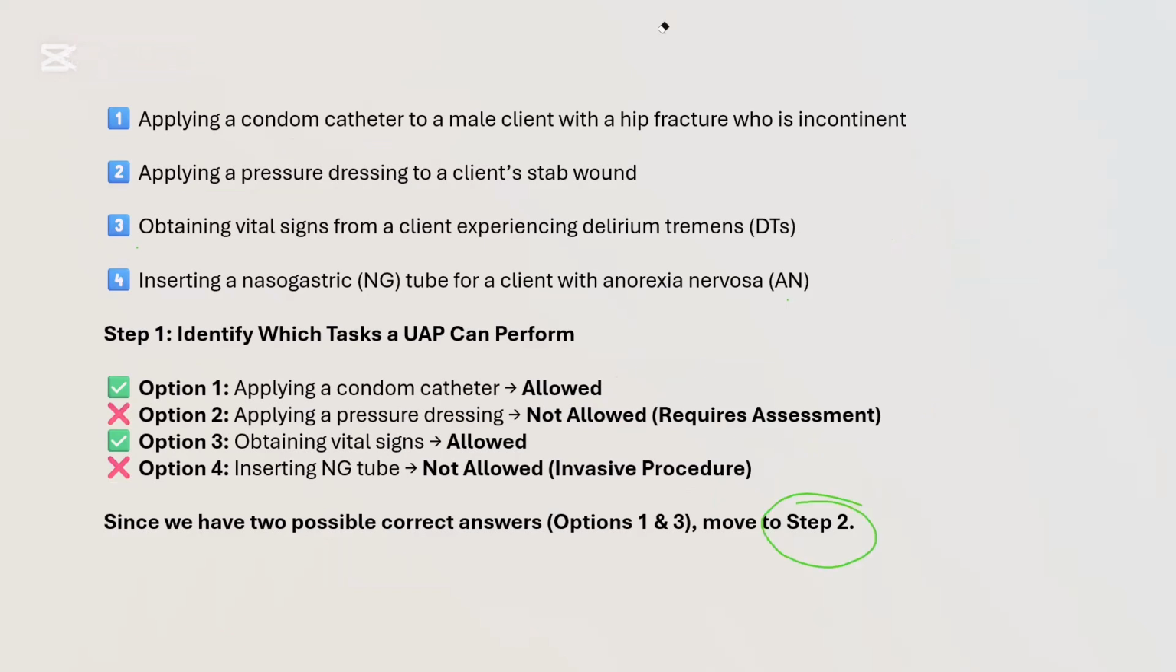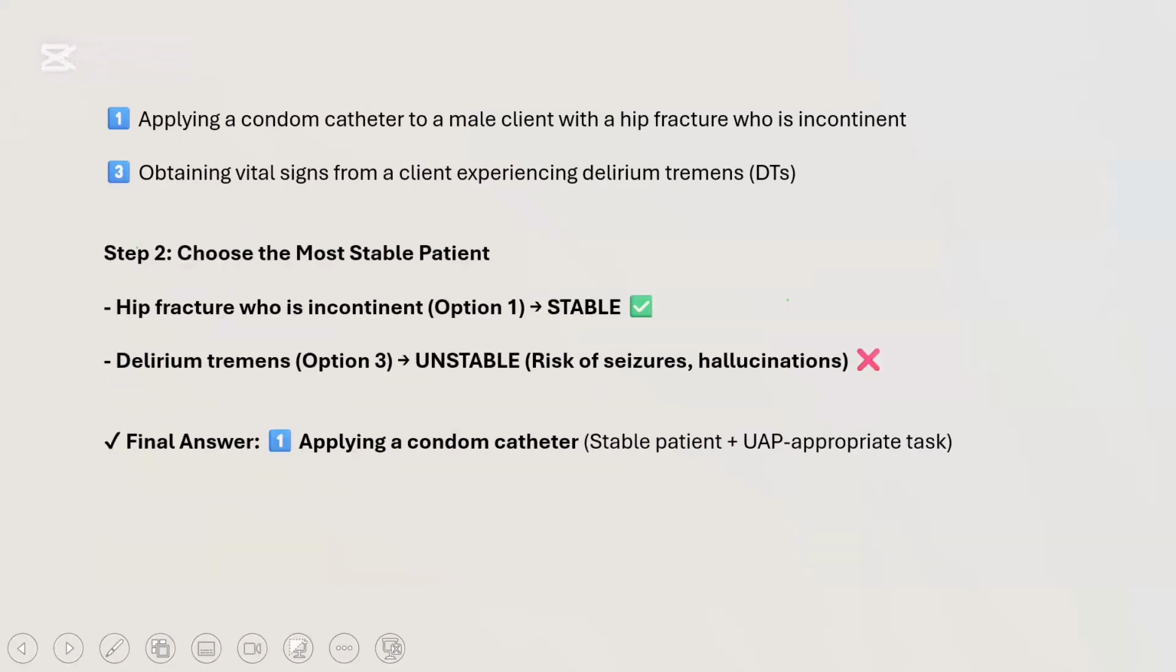Step 2 is trying to see which is the appropriate answer based on the condition, and the patient must be stable. This is option 1 and option 3. Now we are done with the task. What is each patient experiencing? One patient has a hip fracture and is incontinent. The other patient is experiencing delirium tremens. To make it much easier, you just want to choose the most stable patient.